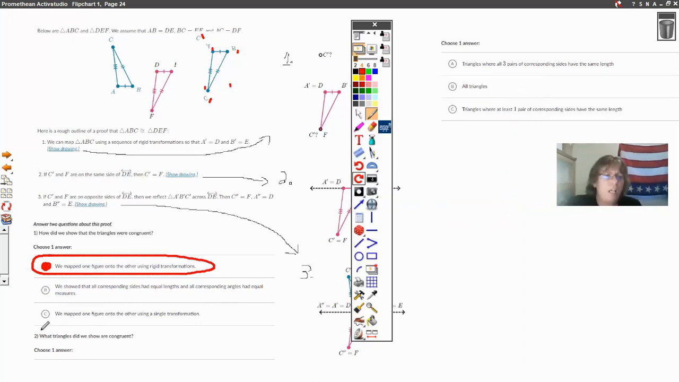So then it says, what triangles did we show are congruent? Triangles where all three pairs of corresponding sides have the same length. And let's take a look at this. We said that this length and this length are the same, and this one and this one are the same, and this one and this one are the same. If their lengths were not the same length, then we could not prove that they were congruent. So this is a thing that has to be true, because congruent is same size, same shape, and so they have to be the same size. So this is true for all triangles that are the same size.